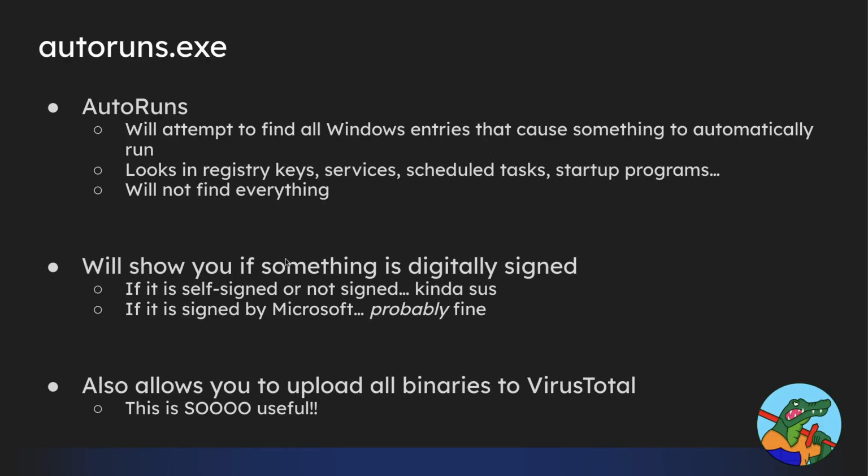You've already learned about this. There's something called the Sysinternals suite that includes some tools, one of which is called Autoruns, which will let you look for anything that will automatically start up or automatically run at certain periods of time. It's not going to find everything, but it also has some cool features like letting you automatically upload to VirusTotal and find vulnerabilities. It'll let you look for things that are digitally signed. So if it's signed by Microsoft, it's probably fine. If it's self-signed or not signed, then you know that it's a little bit suspicious, right?